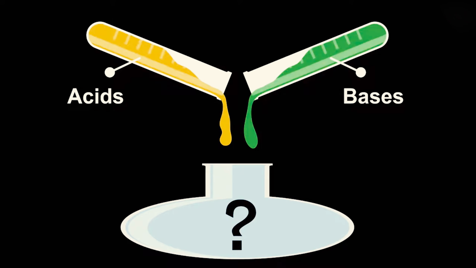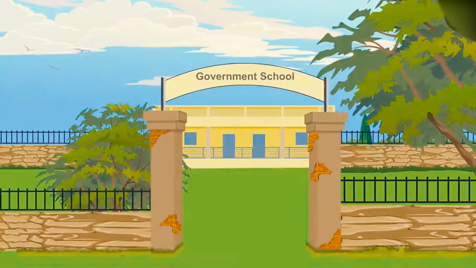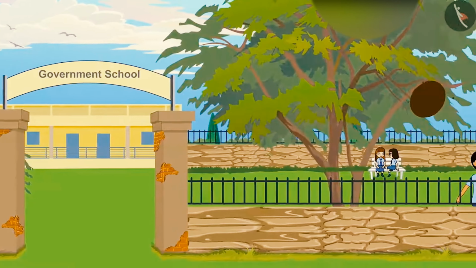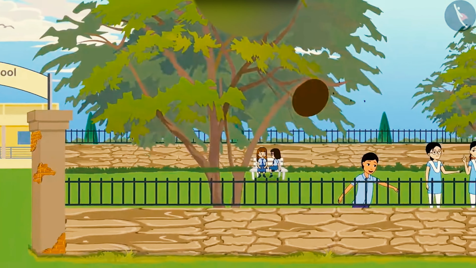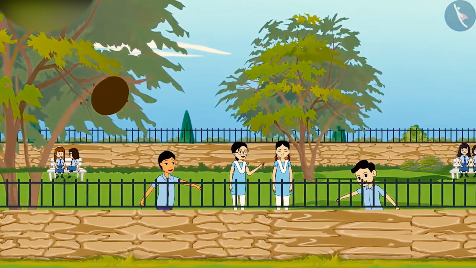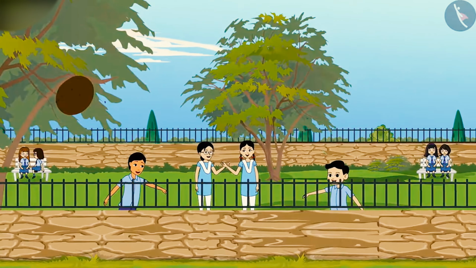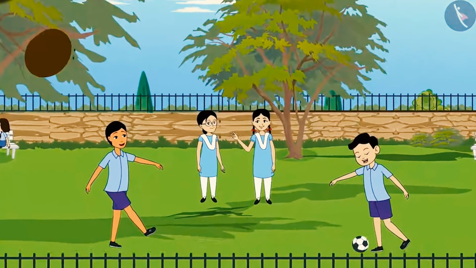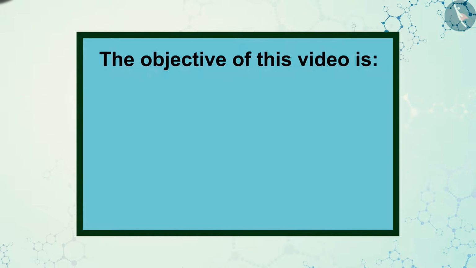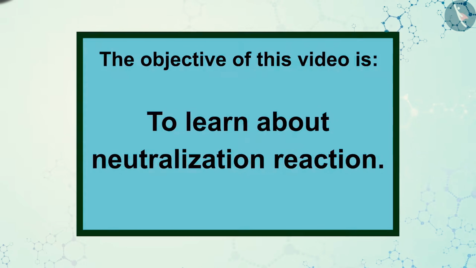Shall we go back to Raju? We might find answers from him, his friends or his teacher. What are you waiting for? He's playing with his friends in the school. The objective of this video is to learn about neutralization reaction.